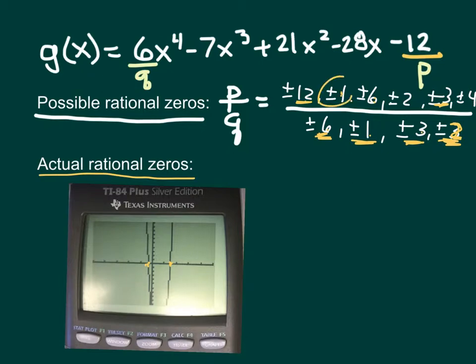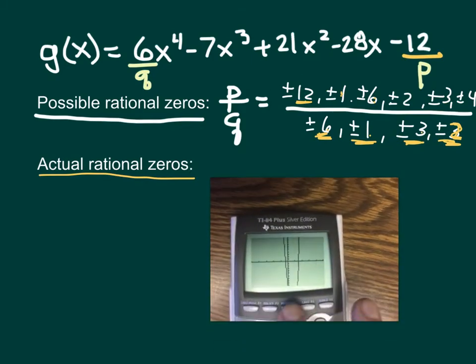I might try negative 1/6. I could try negative 1/3. 1.5 is 3 halves, so I might try that. So those are going to be my possibilities. So at that point, I'm going to take my calculator and I'm going to start using some other functions in order to determine what values actually work.